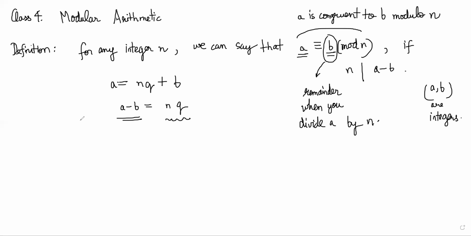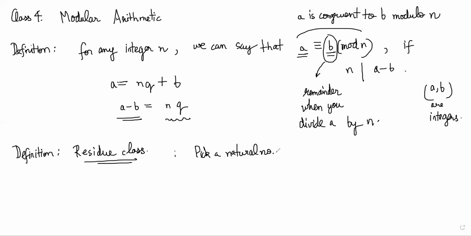So first, we'll add another definition. This is the definition of a residue class. Now, what is this residue class? Residue actually stands for remainder. So residue class is the set of all possible remainders when you divide two integers. So let's define this. Pick a natural number n and a non-negative number r which is less than n.